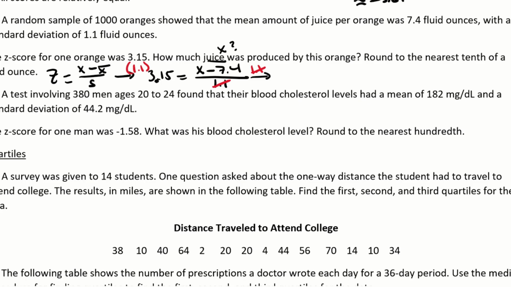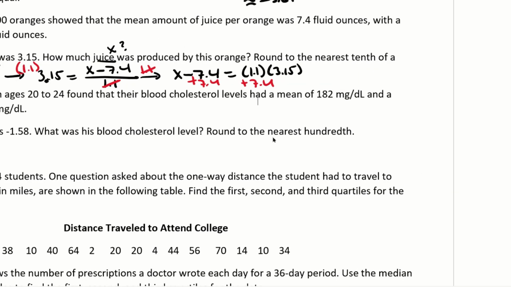So I'm going to write this out first: x minus 7.4 equals 1.1 times 3.15. Then I'm going to add the 7.4 to both sides, and that will give me my formula, if you will. So we get x equals 7.4 plus 1.1 times 3.15. However you want to set it up, we're going to get about 10.9 if we round it to the nearest tenth.